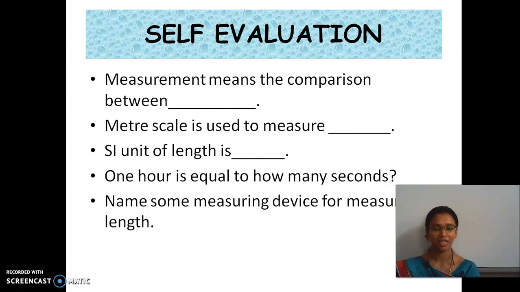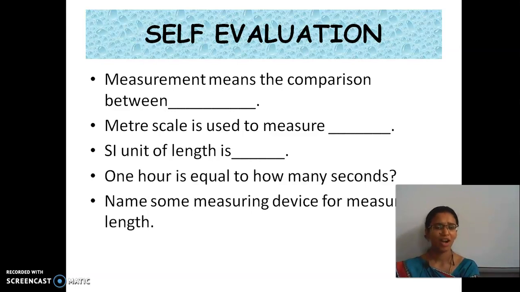And then the next question. Meter scale is used to measure weight, or what? Meter scale is used to measure length. Good. So what is meant by SI? Standard International. So what is the SI unit of length? Louder, good. The SI unit of length is meter.